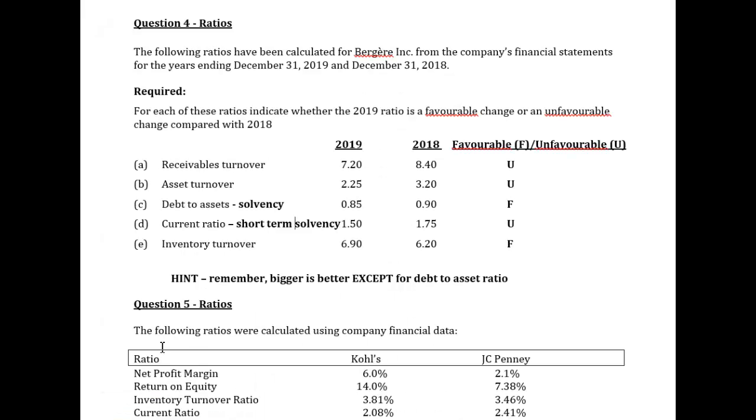So in our question, is it getting bigger? Well, in 2018, it was 1.75. In 2019, it's 1.5. So it's unfavorable. It's getting smaller.